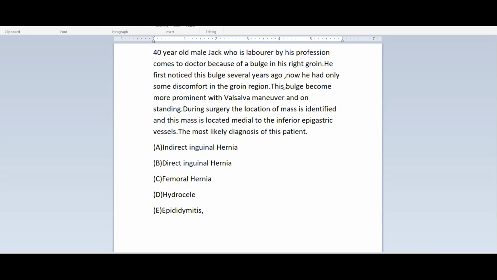This bulge became more prominent with the Valsalva maneuver and on standing. During surgery, the location of the mass is identified, and the mass is located medial to the inferior epigastric vessel. What is the most likely diagnosis of this patient?